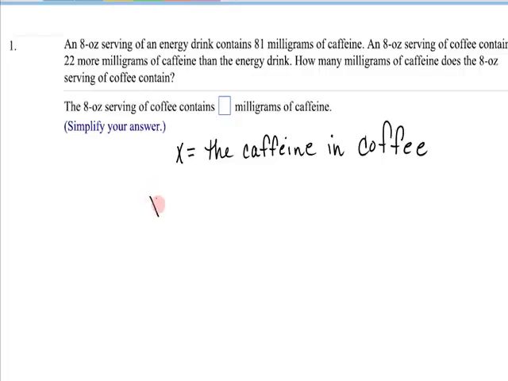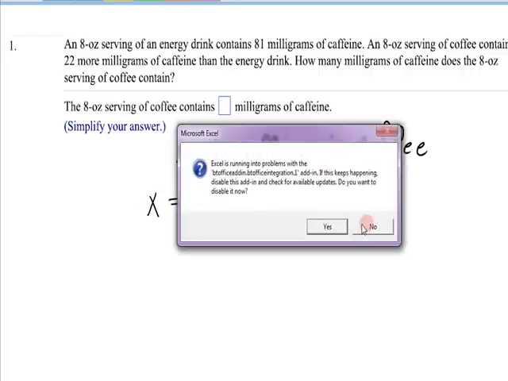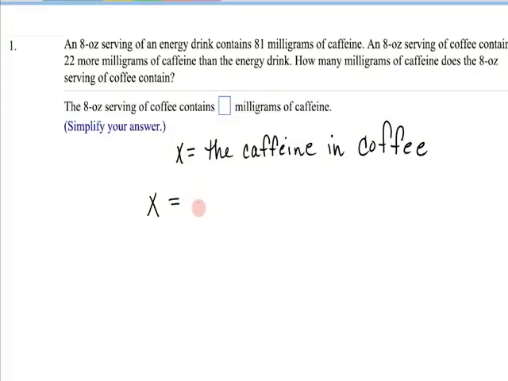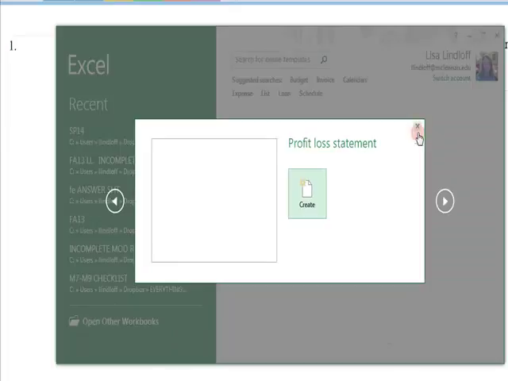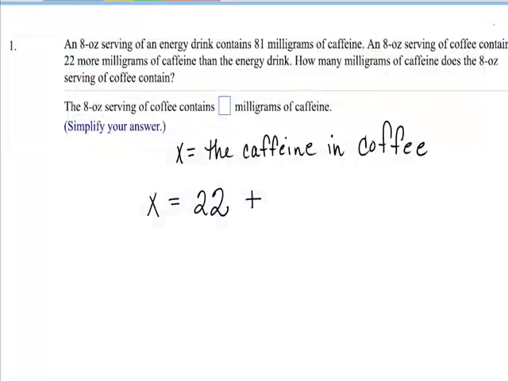So the coffee is, oops, I'm so sorry, 22 more than the energy drink, and the energy drink was 81. Well, go away. Oh my goodness. I don't know why I'm not getting to have a pen. There we go.